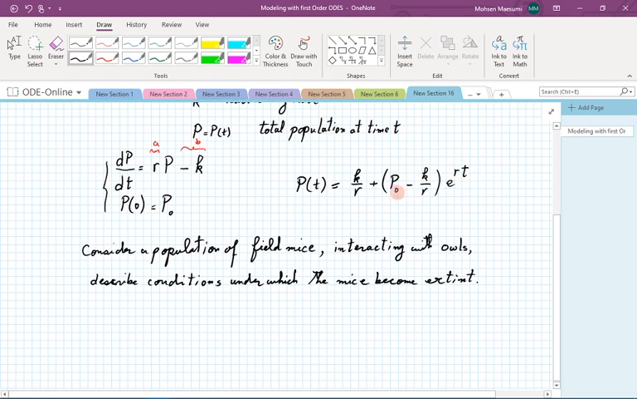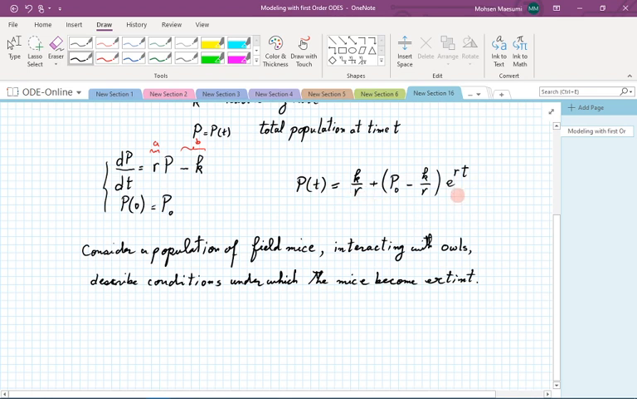However, if it so happens that K over R is more than P0, remember K was the number of mice being eaten by the owls. If owls have good appetite and they eat a lot of mice, if it so happens that K over R is more than P0, this factor is going to become negative. And this factor becoming negative eventually makes this expression to be 0, meaning the population has been reduced to 0. At that point, the creature has become extinct. Mathematically, this goes into negative numbers, but of course, negative population does not mean much.